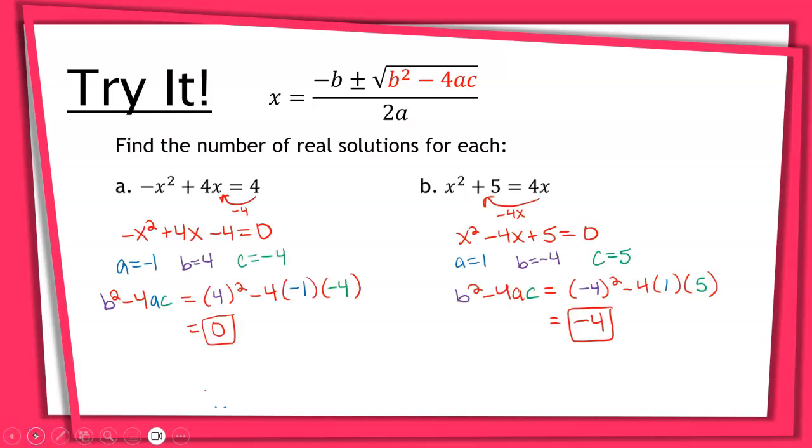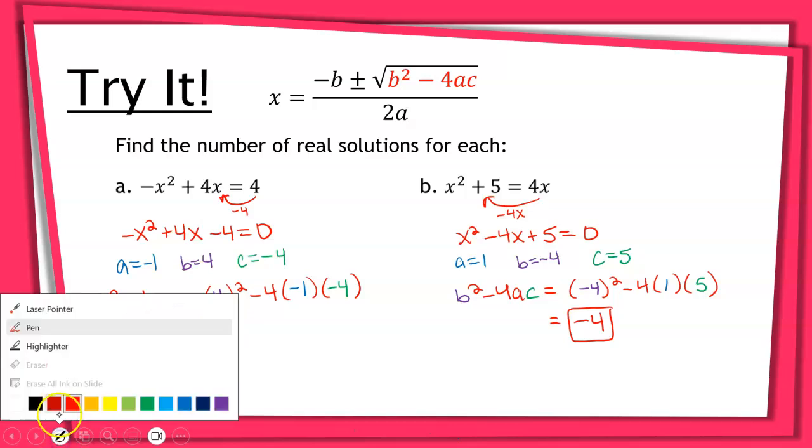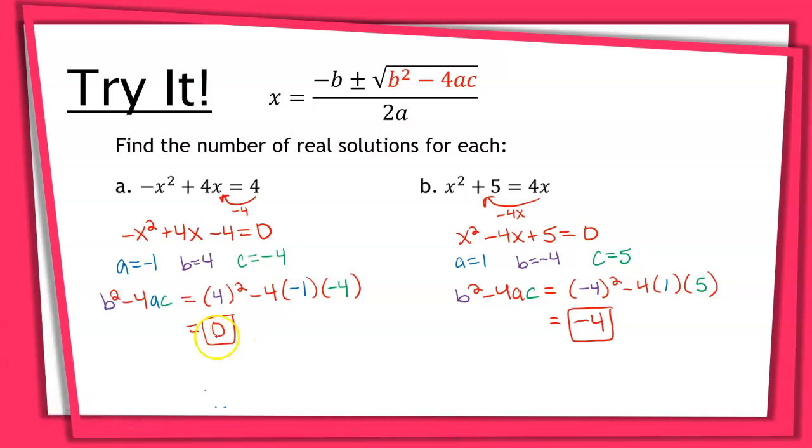All right, in that first example, we did have to move the 4 over to the other side, so we subtracted 4, making sure that your final equation is in standard form. Identify your A, B, and C, and we get a discriminant of 0. Because my discriminant was 0, that means there is 1 real solution.